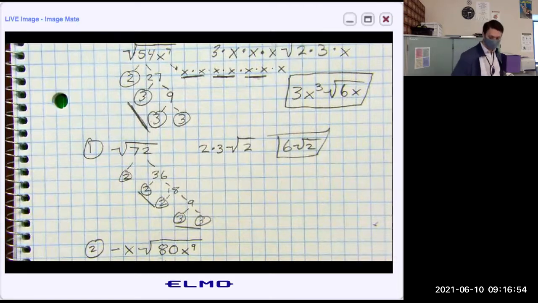This one is a little weird, but it still works all the same. You break it into its factors and figure out what's on the outside, what's on the inside. Then at that point, it's just multiplication.